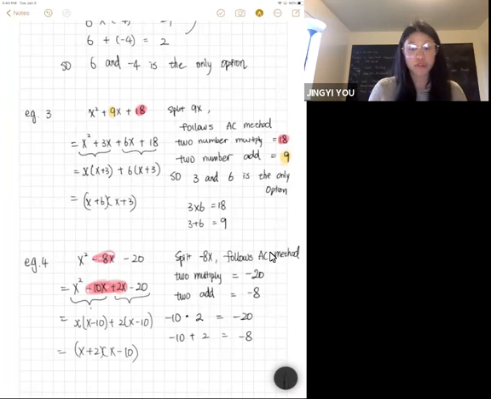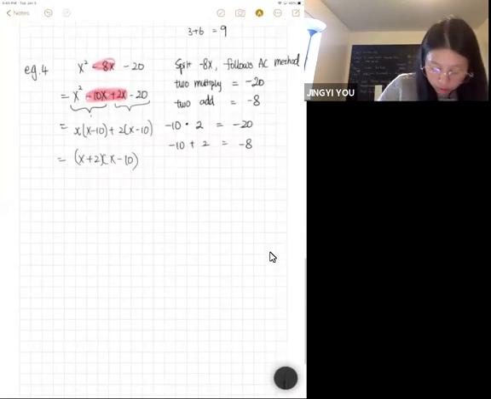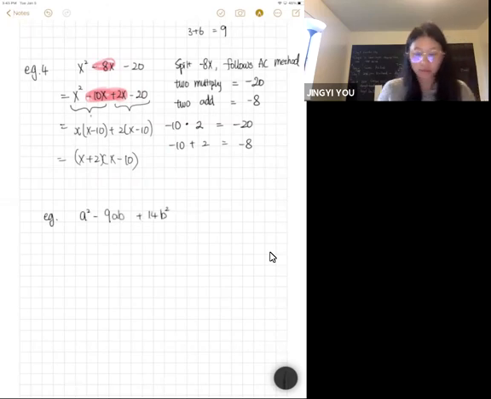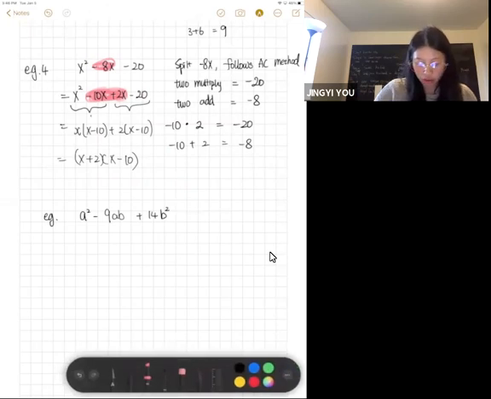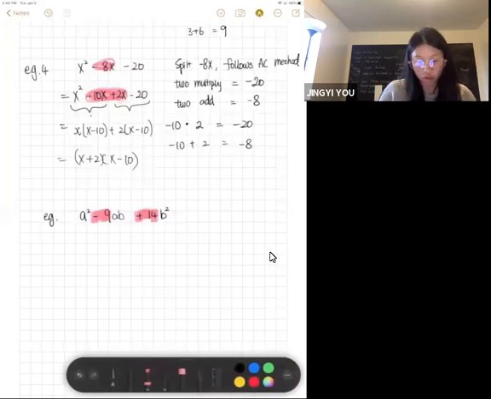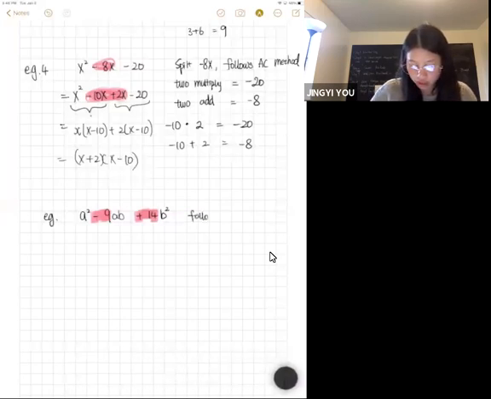Okay, so what about two variables? Let's go a little bit deeper and try something with two variables. If I have two variables, we would use the same method as we did for one variable. Such as a squared minus 9ab plus 14b squared. We do the same thing as with one variable, but these terms have coefficients -9 and +14. We want these two to follow the AC method.